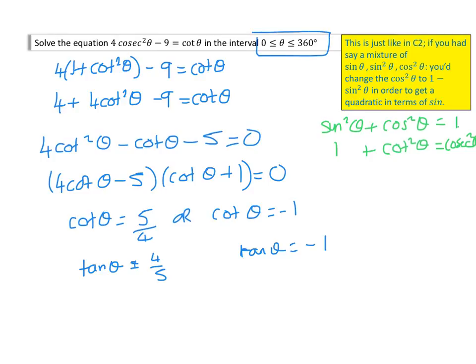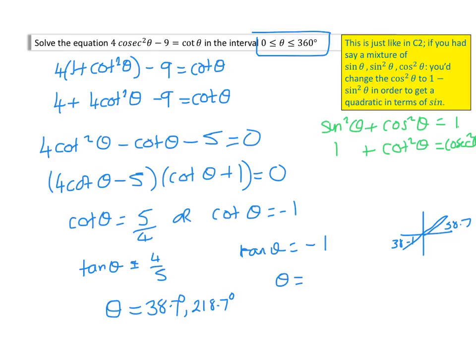And then I can solve each of these within the given range. Now we're looking for all angles of theta between 0 and 360. So solving in the normal way. So tan theta for the first one, 4/5, will be in those two quadrants. So that will give me 38.7, and this acute angle 38.7. So I've got 38.7 and 218.7. It should really be 3 significant figures, but anyway.